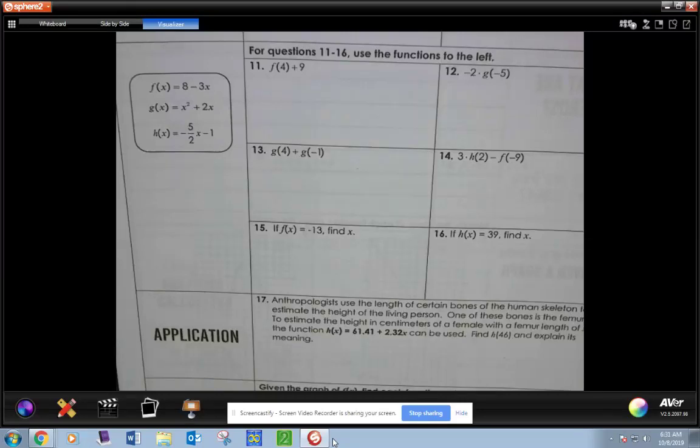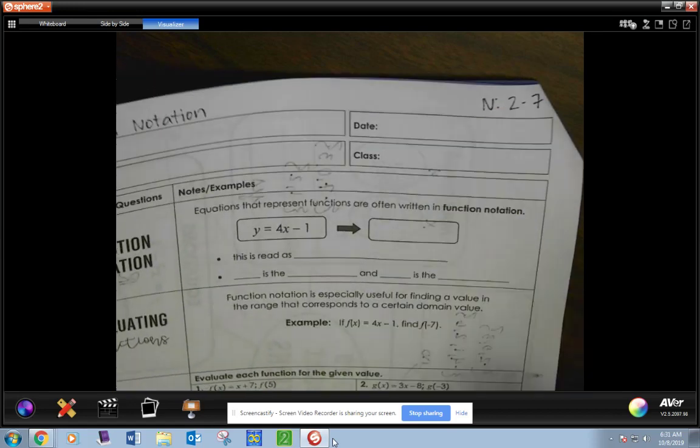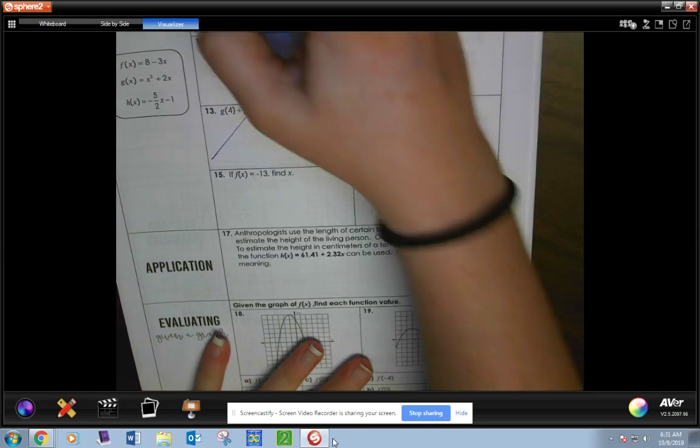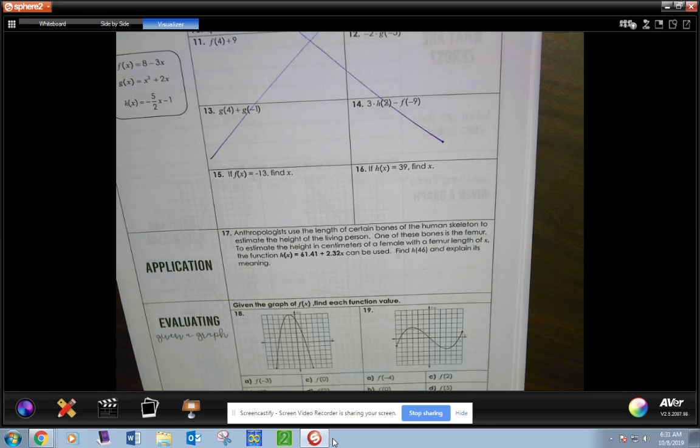Okay, so if you will, we're going to flip back to page 2-7 notes. And we're going to be on the back and we're going to work that part 2. Let me zoom out just a little bit. Okay, we are not going to do these 6 problems, but we will do the rest.